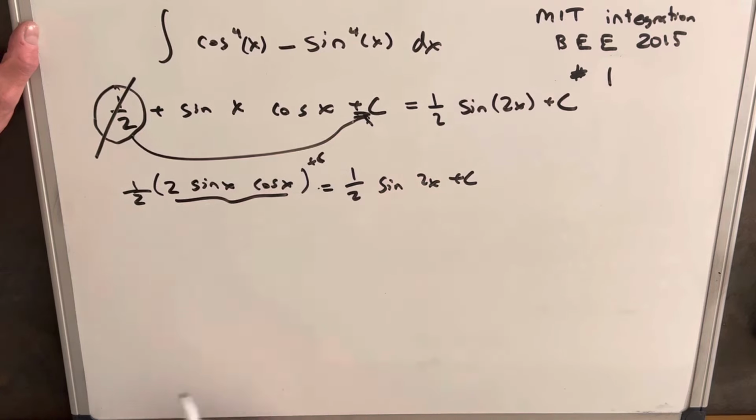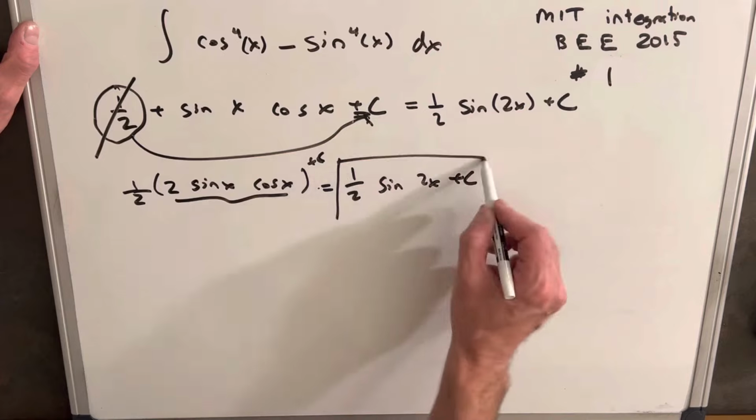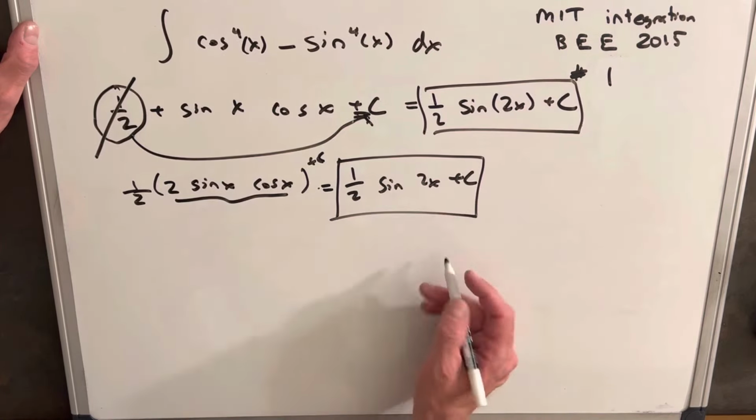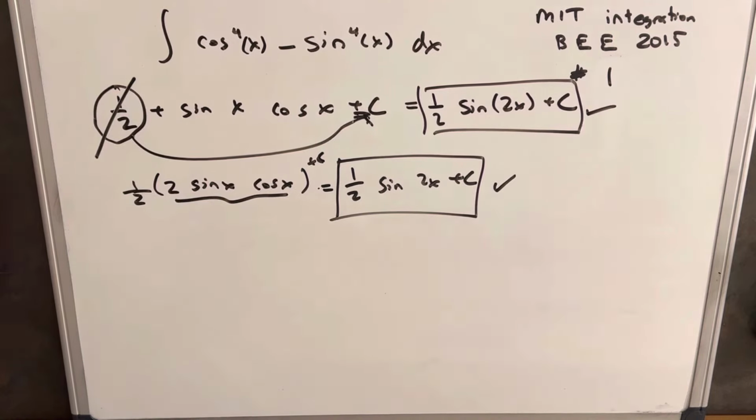Kind of forgot my plus c right there. And so this is going to be the same thing as this, and so that's an answer. But as you saw, we could express the correct answer in multiple ways. So that's it, we'll stop it there. MIT Integration Bee, problem number 1 from 2015.